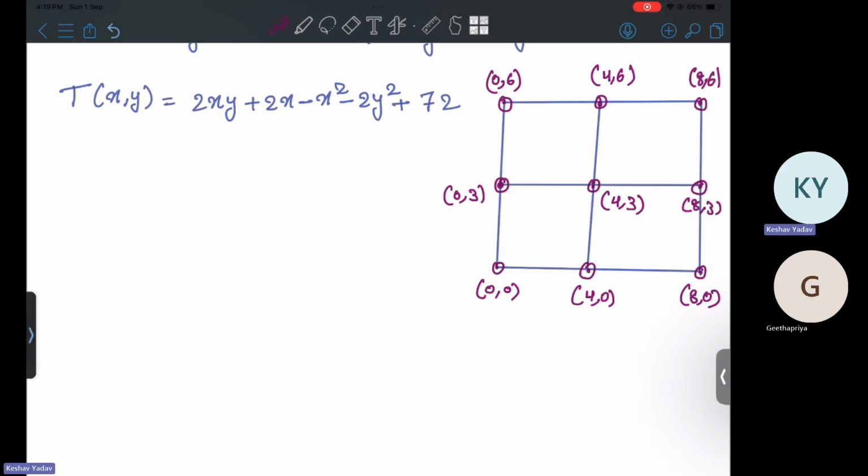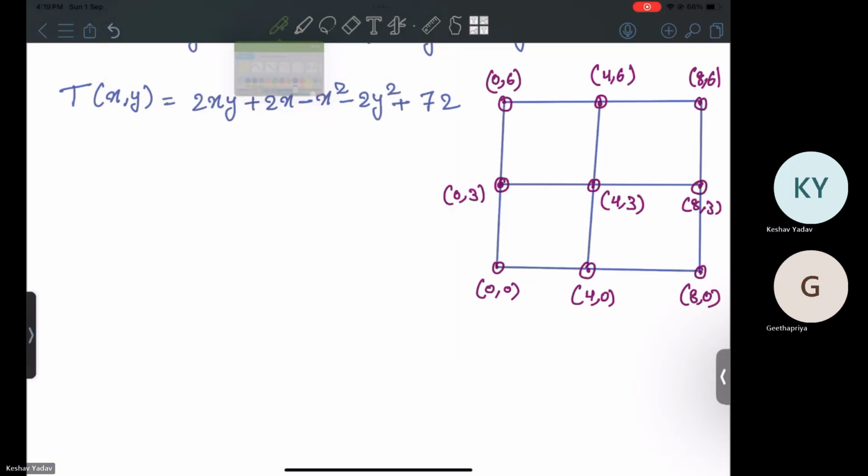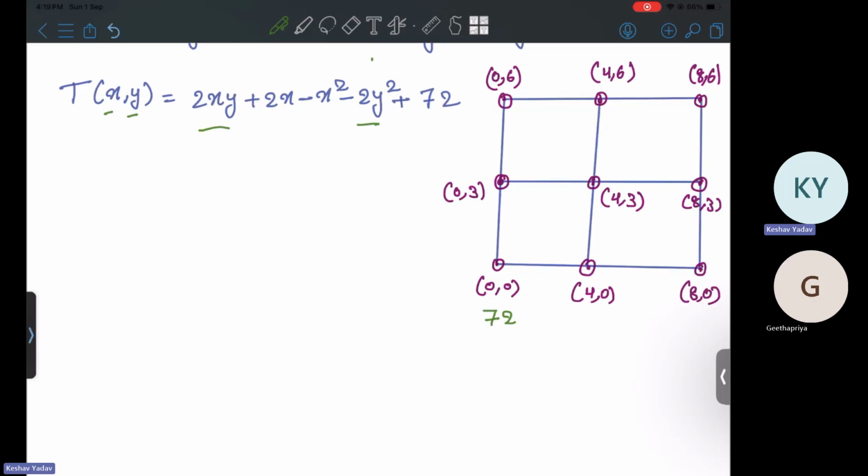8, 6. So these are the 9 coordinates that we have. Now I wish to find out the temperature value at these coordinates. Suppose if I put x equal to 0, y equal to 0 in this expression, here I will get 72. Now if I put y equal to 0, this term will become 0. This term will become 0. So 2x means 8. 8 plus 72, that will be 80, and this square will be what? 4 square will be what? 16. If I subtract 16, that will be what? 64. So here I will get 64.